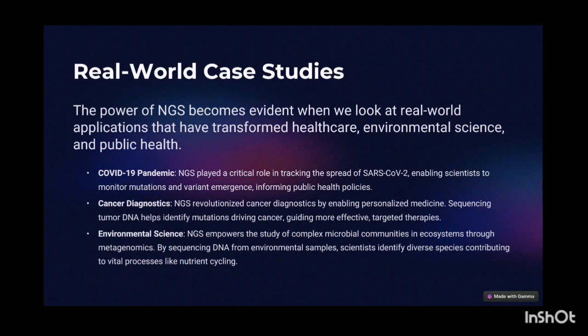In the field of environmental science, like in ecology, NGS is used to analyze complex microbial communities through metagenomics. By sequencing the DNA from environmental samples, scientists can identify and study the diverse species that contribute to vital processes like nutrient cycling in an ecosystem. By using NGS to sequence a soil sample from a forest, researchers can determine which microbial species are playing key roles in maintaining soil health and supporting plant growth. So these are some of the places where we are using NGS right now.